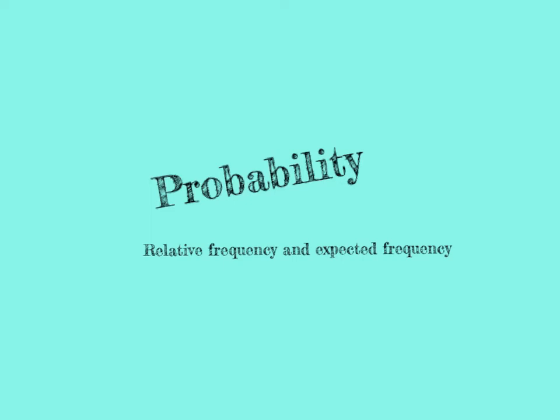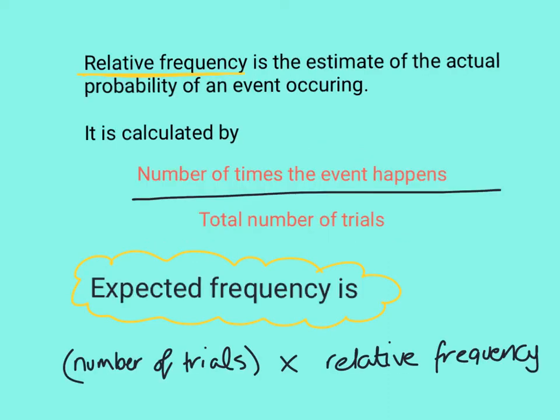So today we're going to look at probability, and we're going to look at two key concepts. One, relative frequency, which we were looking at in the previous video, and expected frequency. So relative frequency is the estimate of the actual probability of an event occurring. It is calculated by the number of times the event happens, all divided by the total number of trials. And expected frequency then is the number of trials multiplied by the relative frequency.